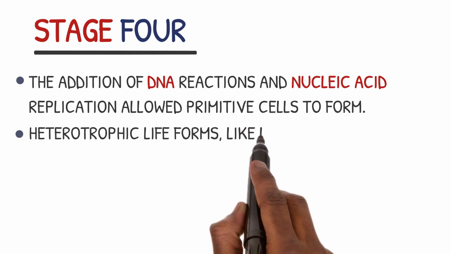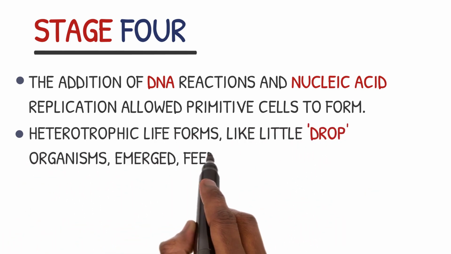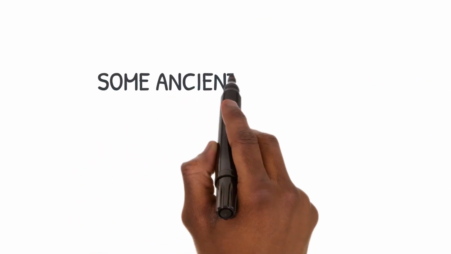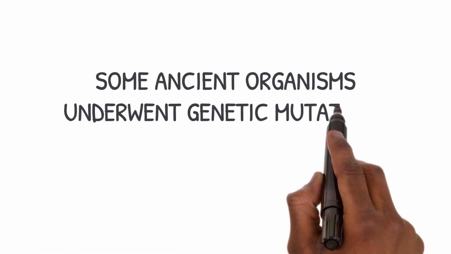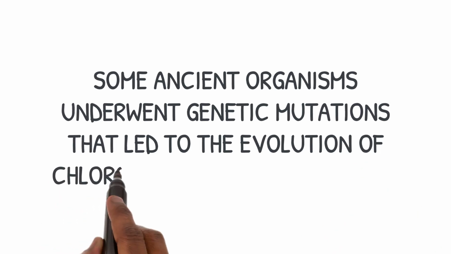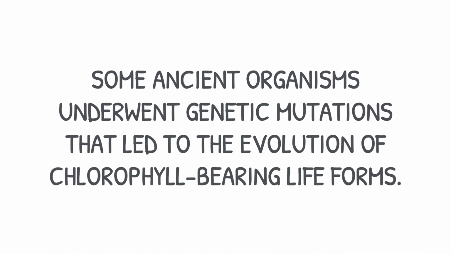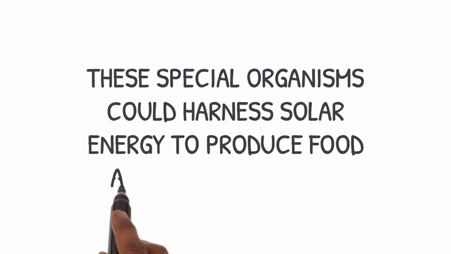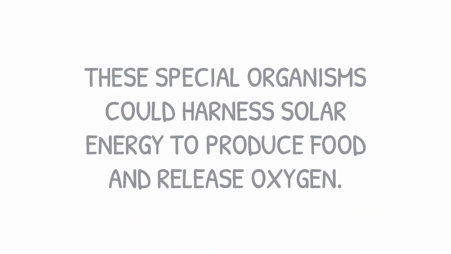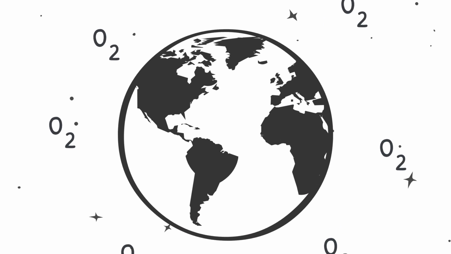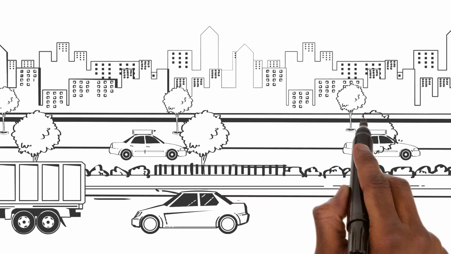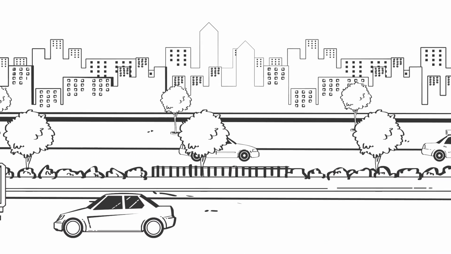Heterotrophic life forms, like little drop organisms, emerged, feeding on their surroundings. Some ancient organisms underwent genetic mutations that led to the evolution of chlorophyll-bearing life forms. These special organisms could harness solar energy to produce food and release oxygen. This oxygen eventually transformed our planet, paving the way for the diverse life we see today. That is how life began and flourished on Earth.